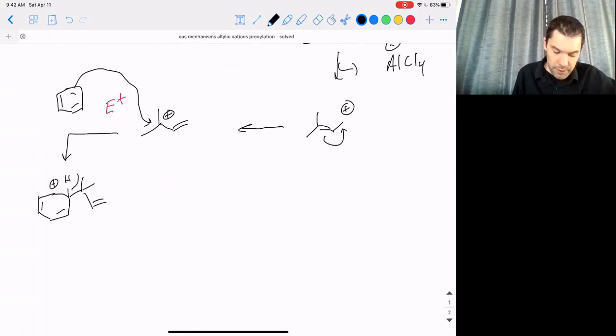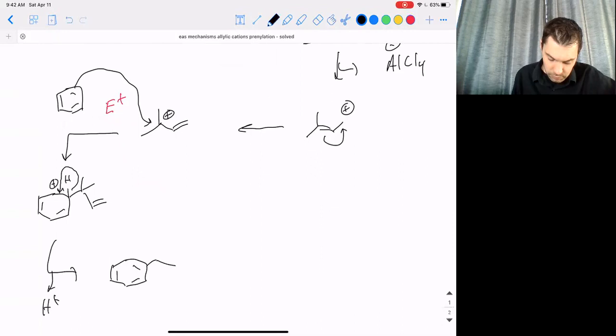And then what we're going to do is take those electrons, re-aromatize, and kick off our H+ leaving group here. Voila! So we've done our electrophilic aromatic substitution process overall.